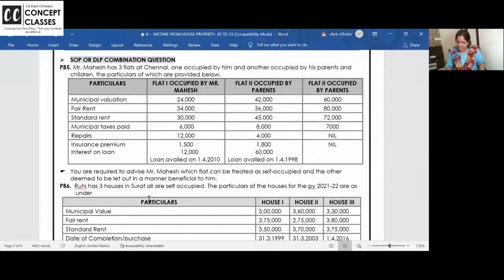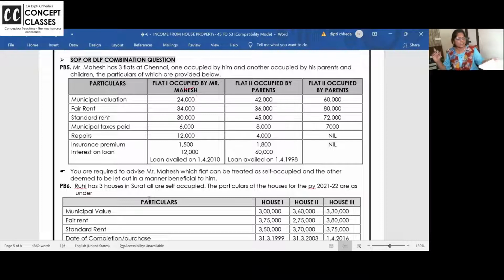Now you have 3 flats and all the flats are self-occupied. So any 2 houses, you can take as self-occupied and one as deemed let out. Then these 2 self-occupied. Like that, you can keep changing the combinations. When you keep changing the combinations, you can do it very fast in the exam. Take all of them as deemed let out. Take them one by one as self-occupied.